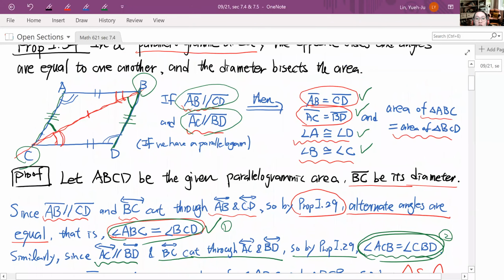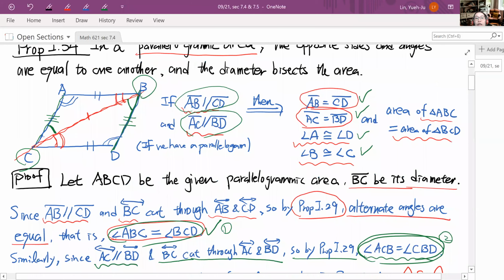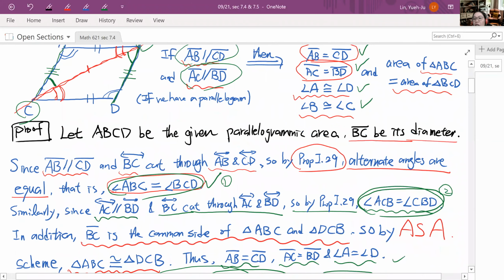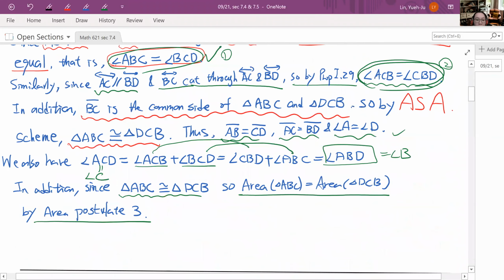So this basically tells you that if you can show this is a parallelogram, then right away you know a lot of angles are equal to each other, the opposite sides are equal to each other, and also when you cut it in half, you're going to get the same triangles with the same area. Okay, any question for this proposition? Okay, so this should not be too bad.